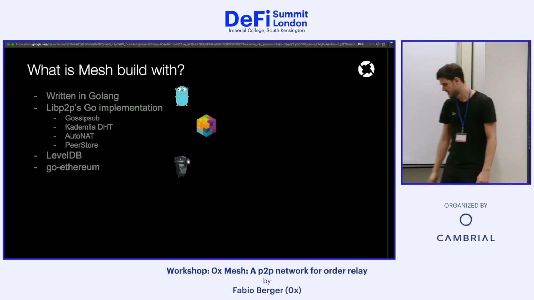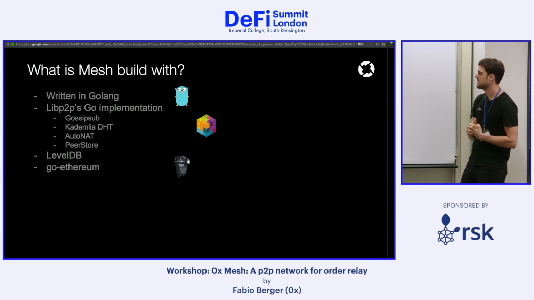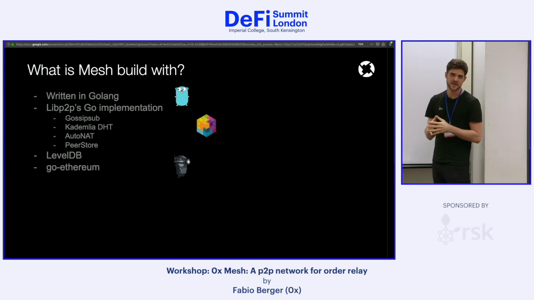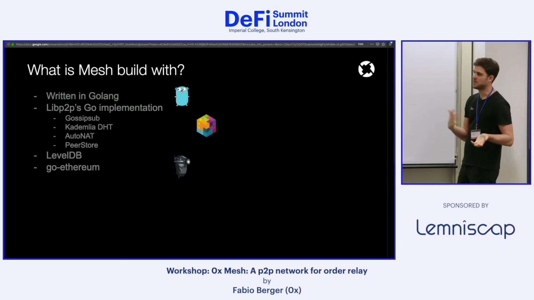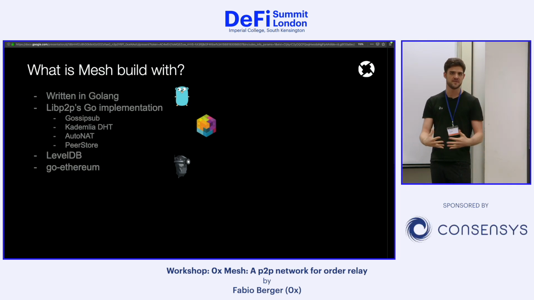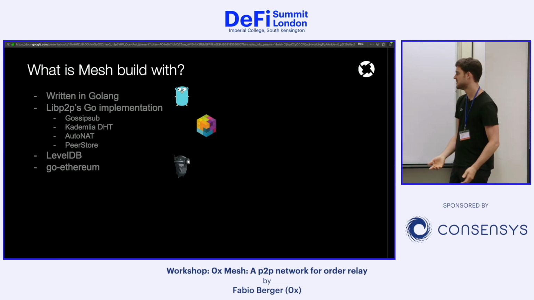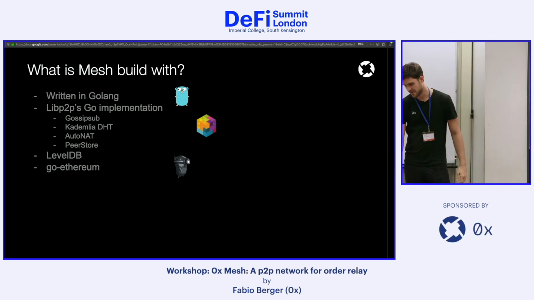Cool. So what is Mesh built with? It's written in Go. We're using libp2p for a lot of the networking layer. So we use Gossip Sub, Kademlia DHT, AutoNat, PeerStore. And for those of you who don't know, libp2p is a networking stack. So it's a bunch of interfaces and libraries that you can use to build peer-to-peer networks. We're using LevelDB for our persistence layer and Ethereum for interfacing with Ethereum.